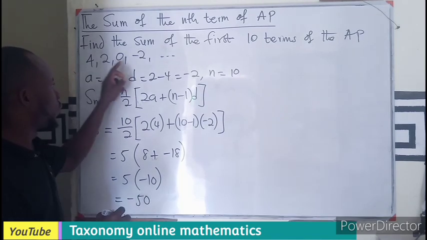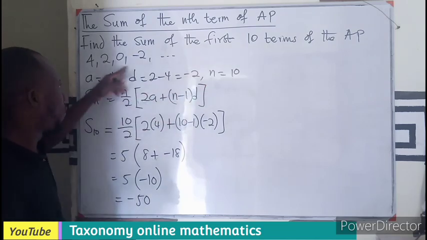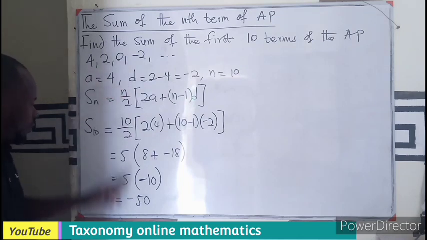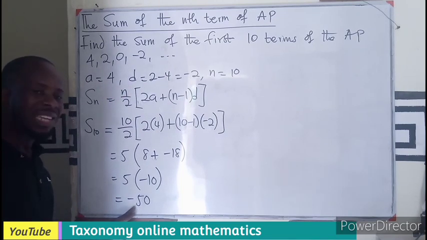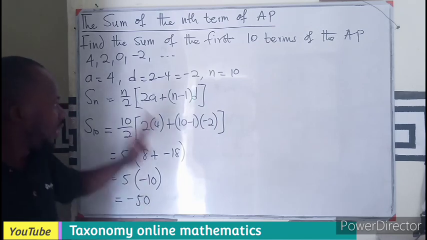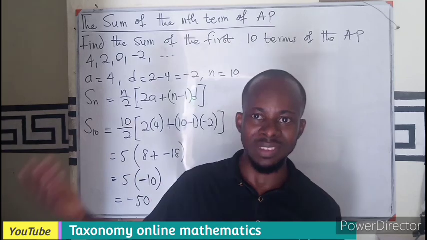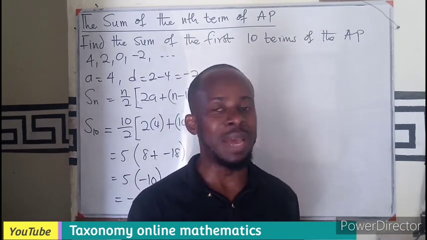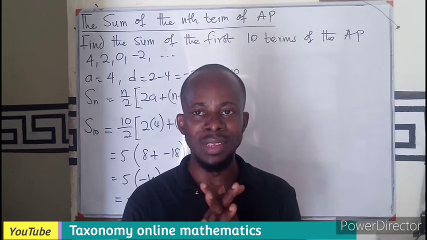Meaning if you are to continue listing all these terms up to the 10th position, adding all of them, because there will be more negative here than positive, the sum of the first 10 terms will be what? 50, as negative 50. So this formula could be used in finding either the first 4, the first 5, the first 10, or even first 50 or first 100 term in a particular sequence. I believe the concept is grasped.